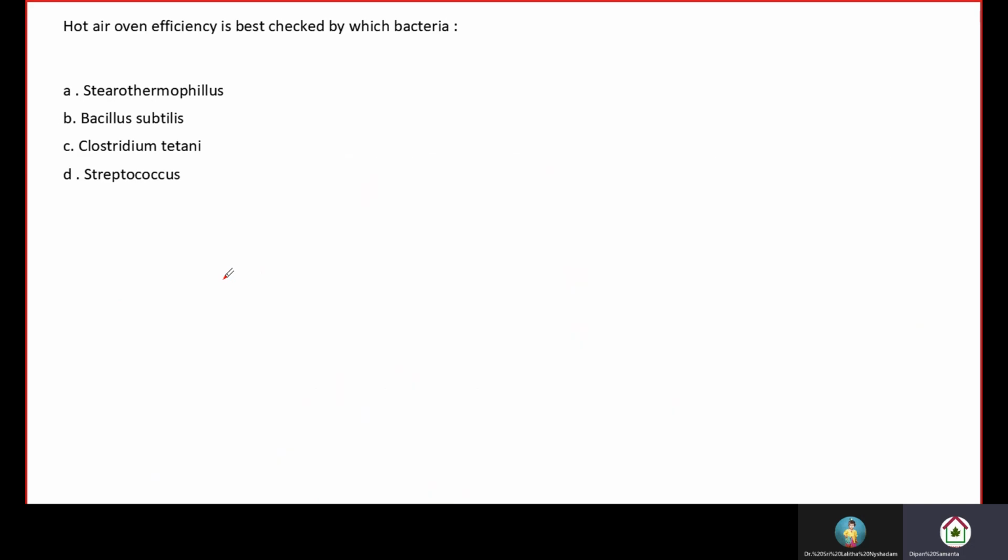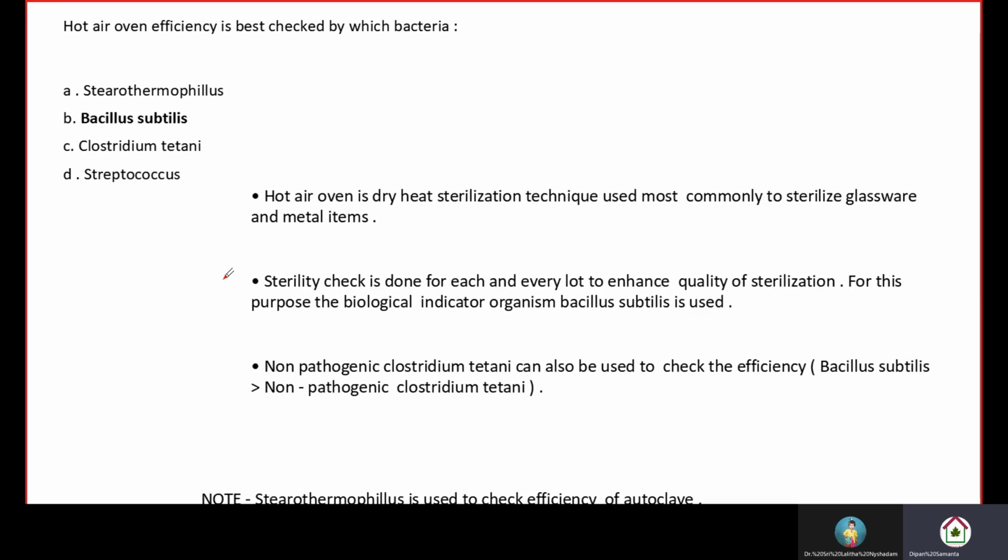Next question. Hot air oven efficiency is best checked by which bacteria? Thermophilus, Bacillus subtilis, Clostridium tetani, Streptococcus. The efficiency of the hot air oven can be verified by Bacillus subtilis. Hot air oven is dry heat sterilization, a technique used most commonly to sterilize glassware and metal items.